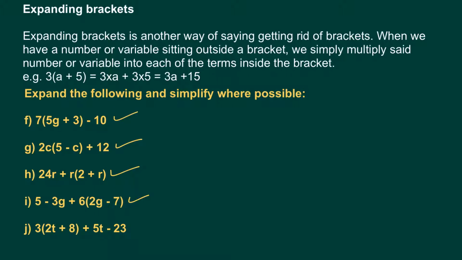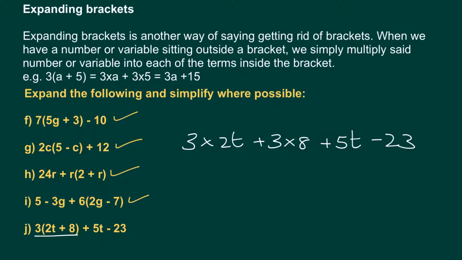Alright, so now let's work our way through it. So we have 3 in brackets 2t plus 8, plus 5t minus 23. So let's start off by expanding that bracket. So we have 3 times 2t plus 3 times 8 plus 5t minus 23. Then we have 3 times 2t, which gives us 6t. So we have 6t plus 3 times 8, which is 24, plus 5t minus 23.